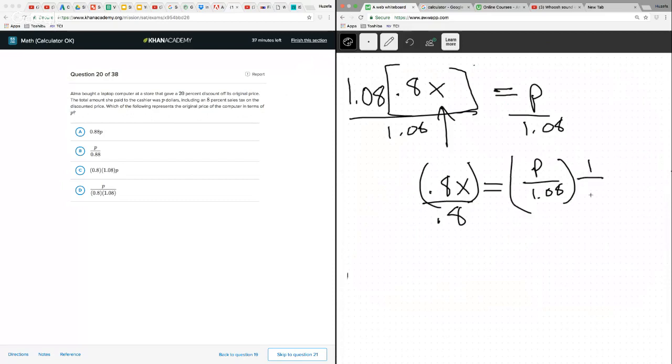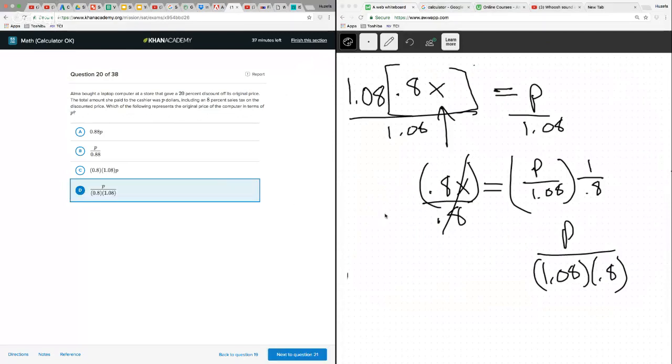So it's kind of like 1 over 0.8. I'll write it like this. And then we can just multiply these. Actually, it gives it to us right here without multiplying. It's P over 1.08 times 0.8. I could have just divided both of these simultaneously. But that's it, P over 1.08 times 0.8. That would give us our original price of X.